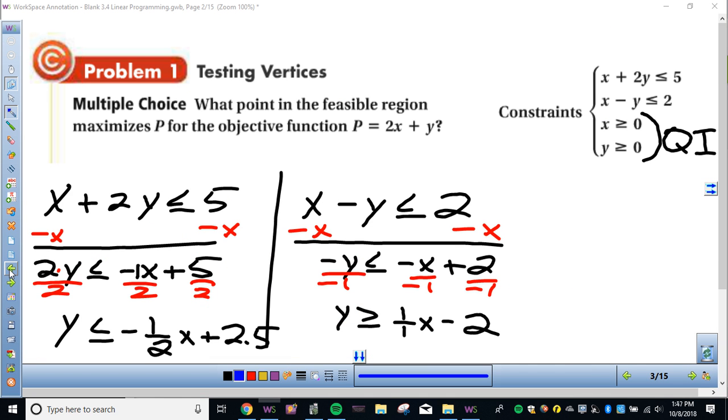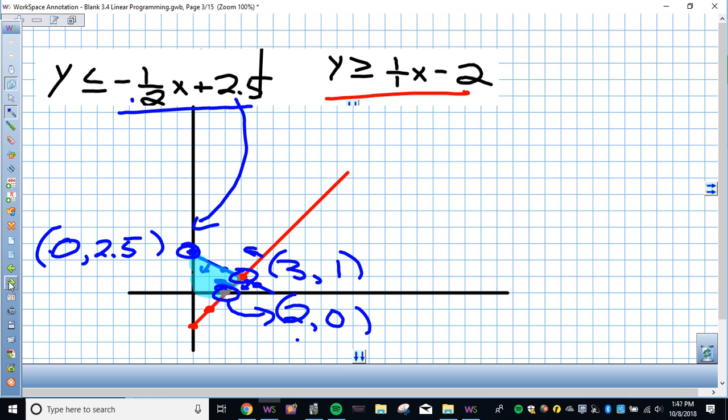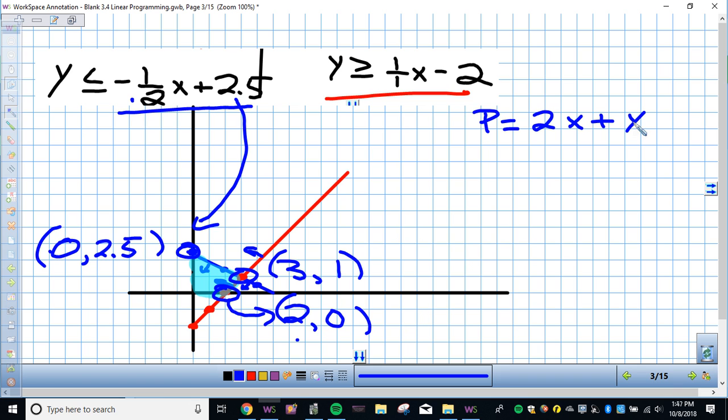But let's look at our objective function, which is right here from the previous slide. P equals 2x plus y. You could think of P to represent something with profit. So we're going to plug in these ordered pairs, 3, 1. So when I plug that in, I get P equals 2 times 3 plus 1, which equals 6 plus 1, or 7. Okay, so we'll write that down real quick. So we're just plugging in 3, 1, one of the corners of our feasible region right here, into the objective function.